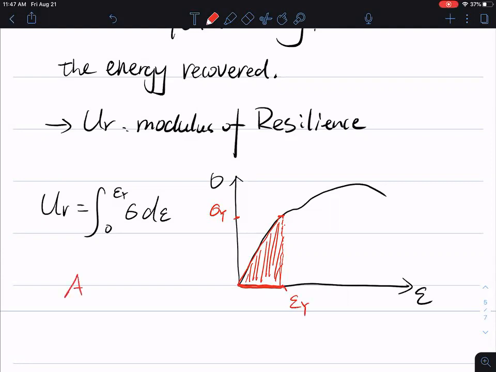So the area is sigma y times epsilon y divided by 2. And that equals your modulus of resilience. That's an easier way to do it. So if in the exam I give you the stress strain curve of a material, and they tell you to find the modulus of resilience, now you know you don't have to do integration. You simply find the area under the curve. Is that 2 or Z? 2, yeah, number 2. That's how you find the area of a triangle.